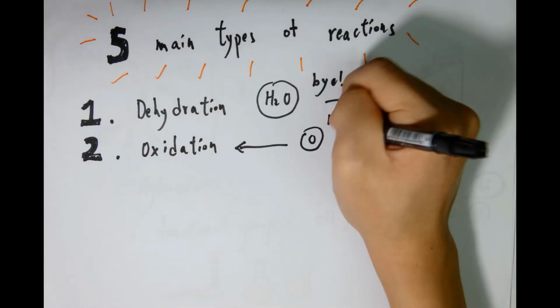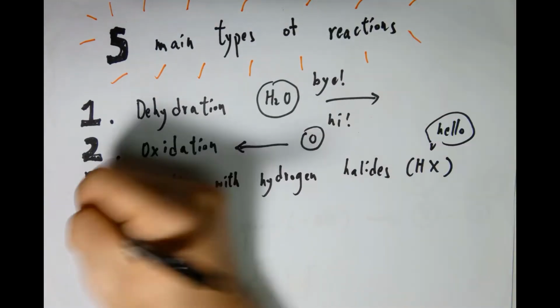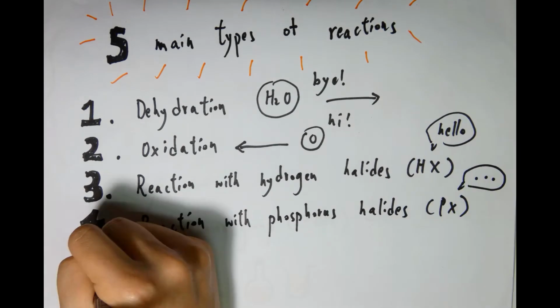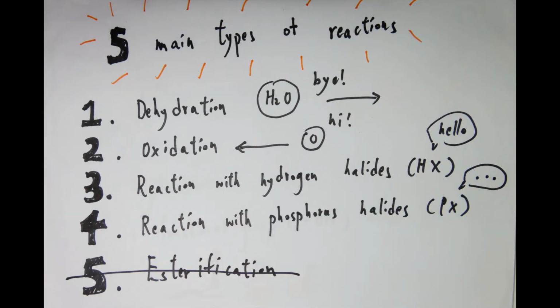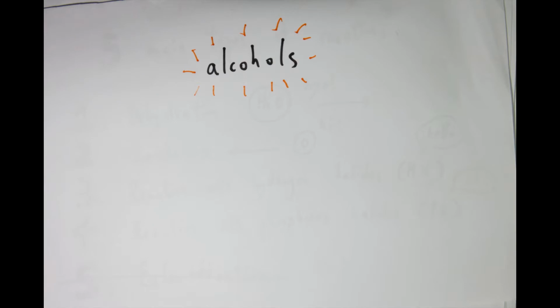First is dehydration, second is oxidation, third is reaction with hydrogen halides, fourth is reaction with phosphorus halide, and the fifth is esterification, which will not be included in this series of videos. Before we learn these reactions, we should learn some basics of alcohols first.